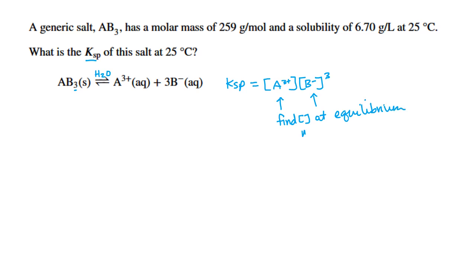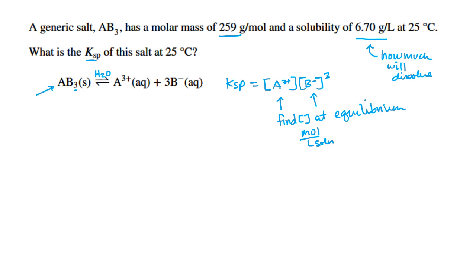And remember that concentration is moles per liter of solution. So moles of A3+ over liters of solution and moles of B- over liters of solution. Now the way that I would go about doing this is, it says this generic salt has a molar mass and a solubility. So this solubility right here tells me how much is going to dissolve in water.